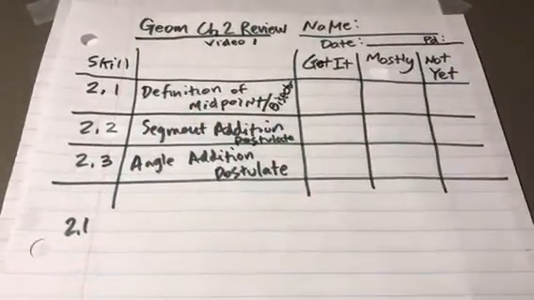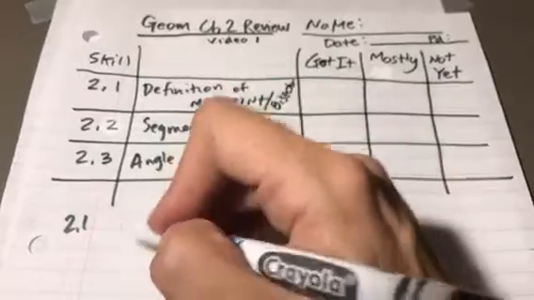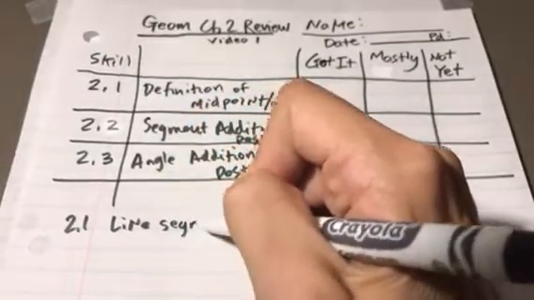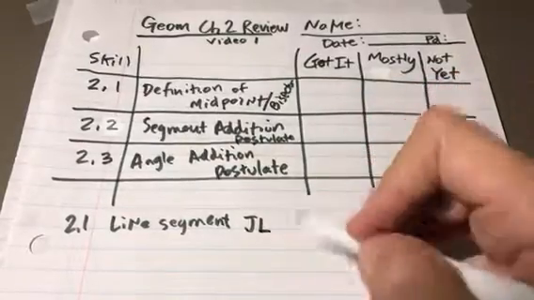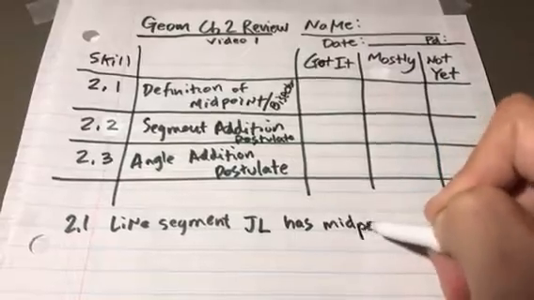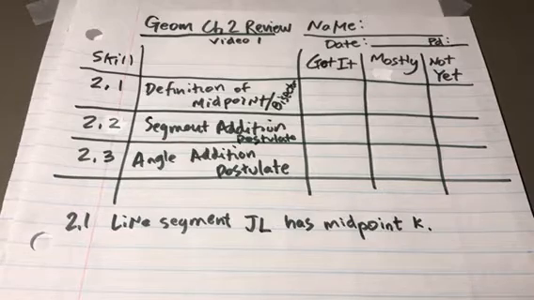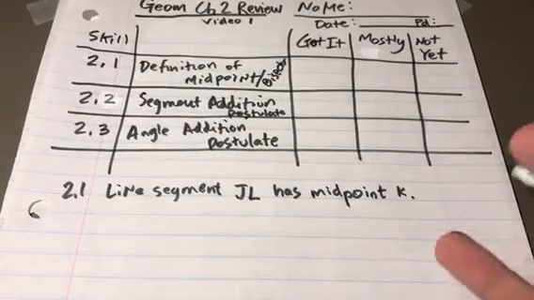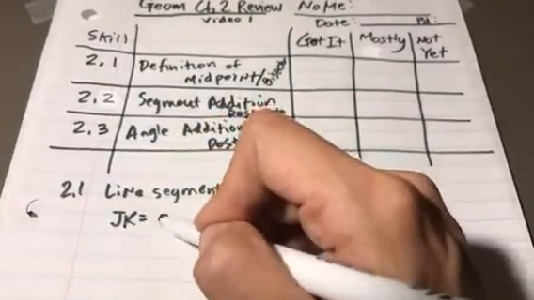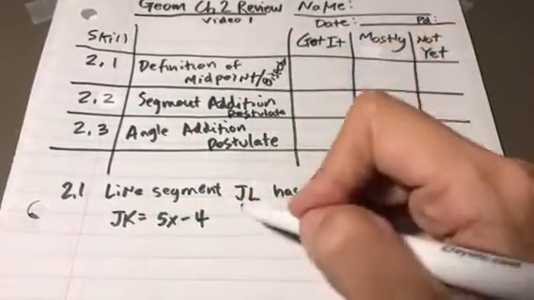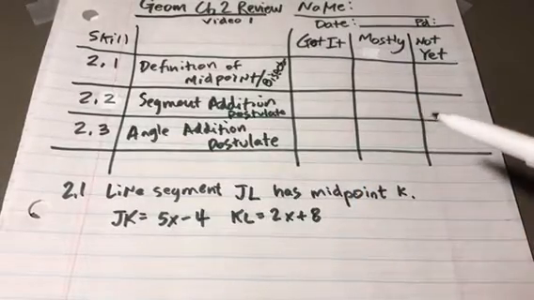Definition of midpoint. So now imagine they give you a problem, and in the problem it says line segment JL has midpoint K. Now, that tells us a lot. In fact, it tells us a whole picture. We should be picturing exactly what this looks like. Also imagine they tell us JK is 5x minus 4. KL is 2x plus 8. And that's all they tell us.